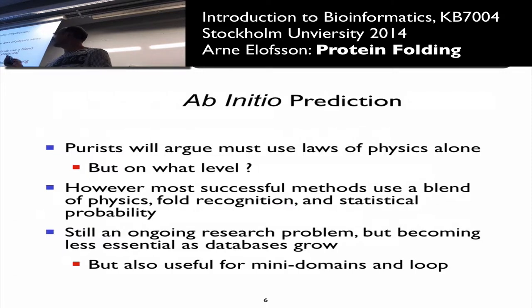Particularly, you can take the energies from a real calculation of physical interactions. You know how two atoms interact. You can do that correctly from calculating small molecules. Or alternatively, you can take a much more statistical approach, where you have calculated the probability to find two residues that interact, as we did in the fold recognition problem we talked about last week.